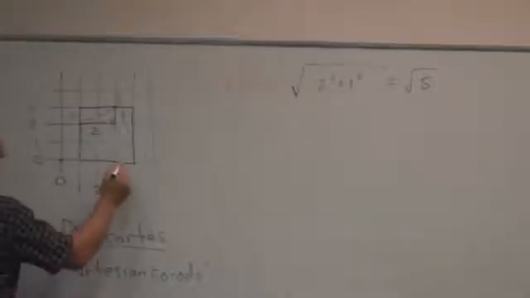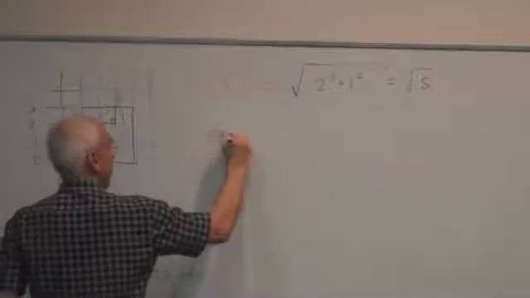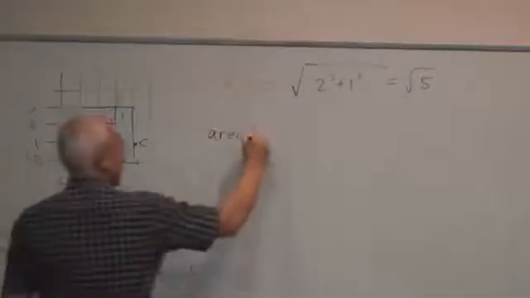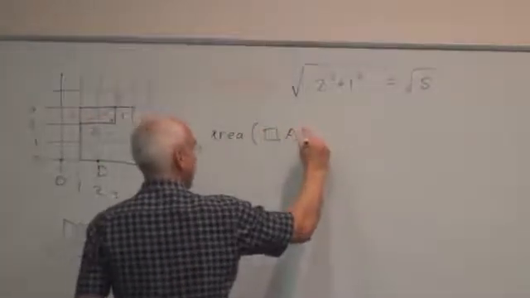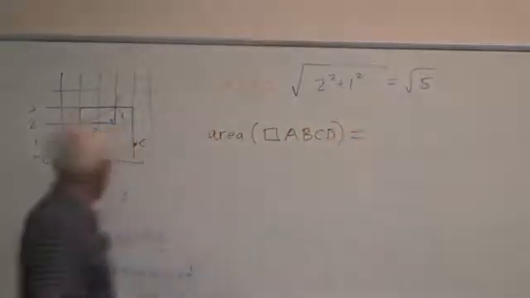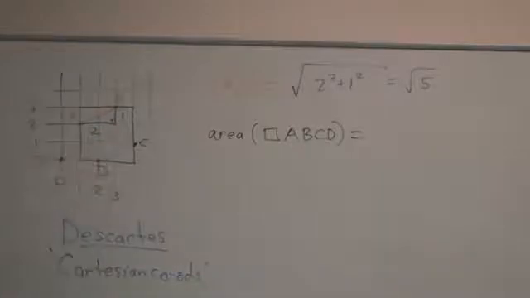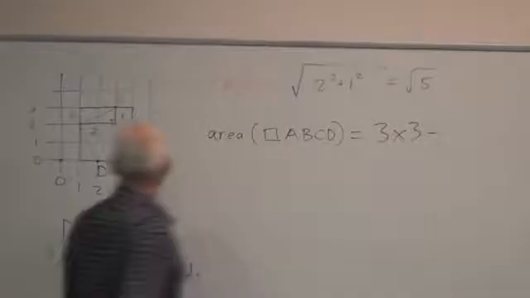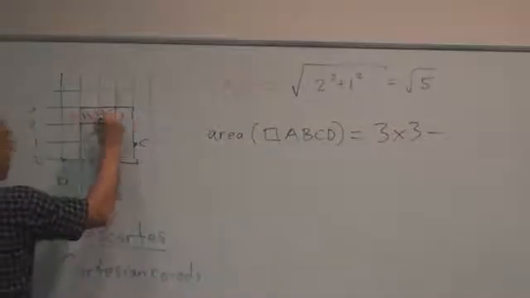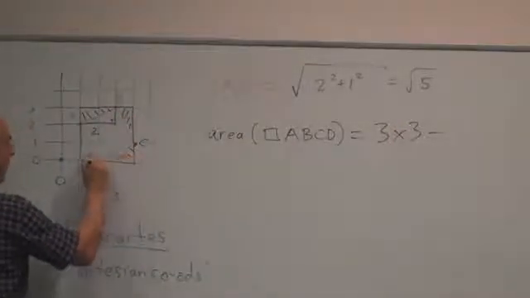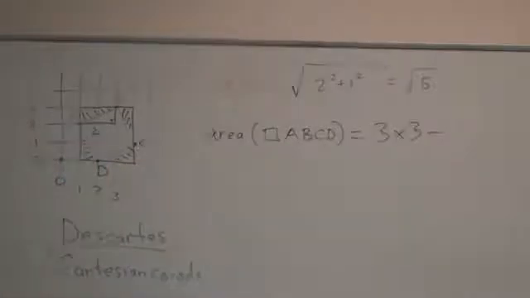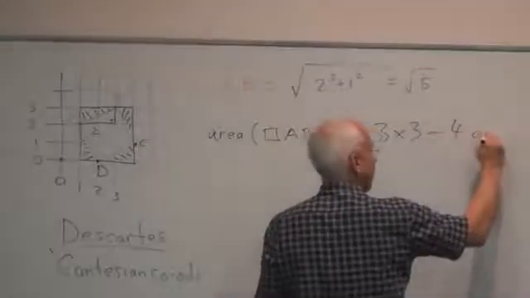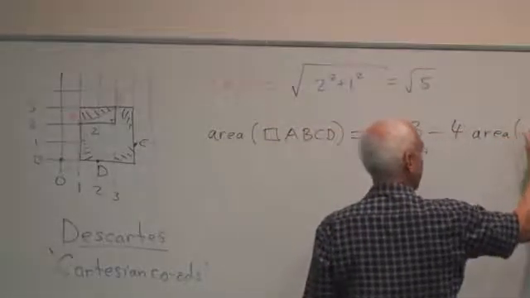Okay, what is that? Well, that's 3 times 3. So the area of our square, let's call it A, B, C, D, to give it some names. The area of the square A, B, C, D. That's the area of the big square, which is 9, 3 times 3, minus the area of these four triangles. Yeah? So I'll say minus 4 times the area of the triangle.